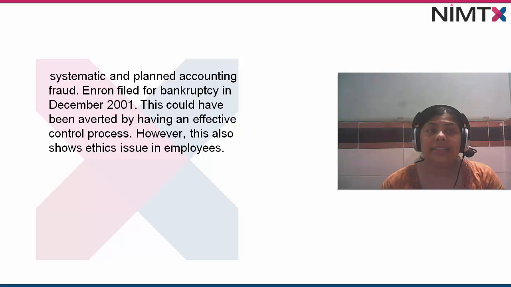If there is excessive control, this may lead to less employee satisfaction, less morale, and finally it may lead to employees leaving the organization. So everything, even the control process, should be in balance. It should not be excessive, and it should not be very little, so that employees take undue advantage of it.